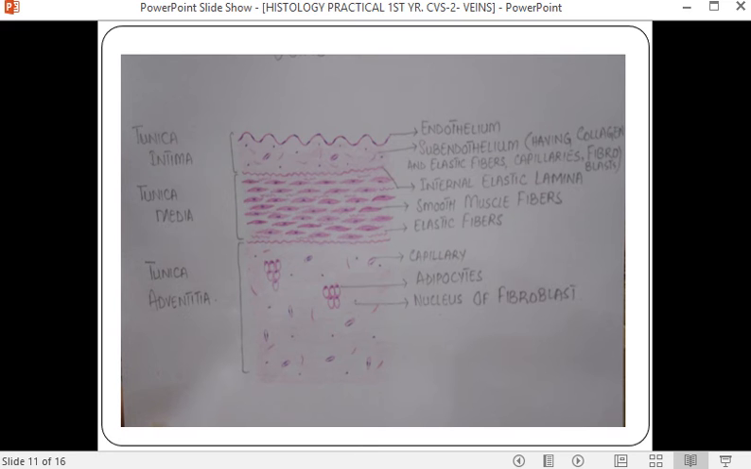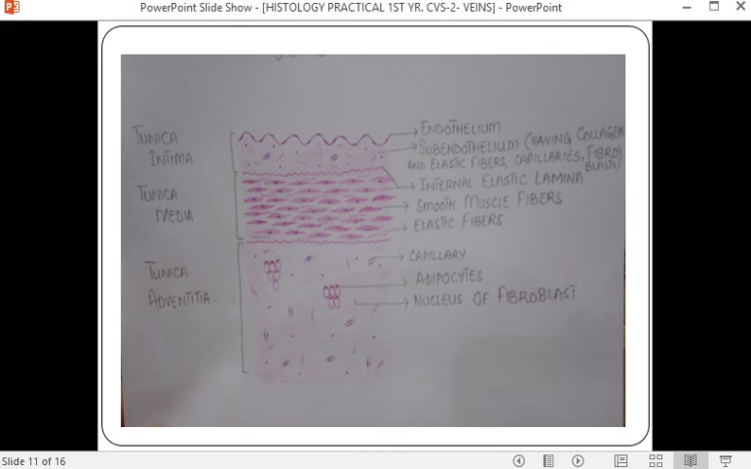This is the diagram of a medium-sized vein. We can see the three tunicas: tunica intima, tunica media, and tunica adventitia. Now the innermost layer is endothelium, which is lined by simple squamous cells. Then is subendothelial connective tissue. Basically, subendothelium contains collagen and elastic fibers, capillaries, and fibroblasts. Then there is internal elastic lamina, which is very thin.